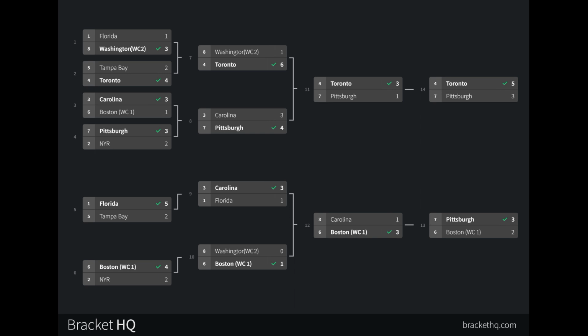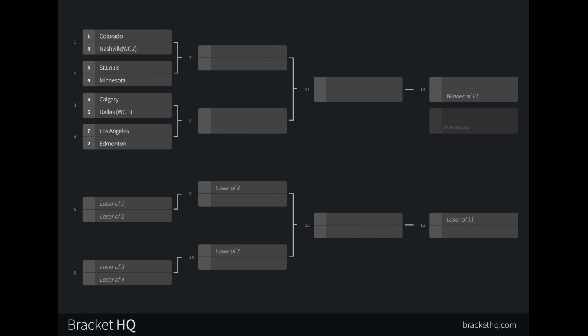Toronto is the Eastern Conference champions for this double elimination bracket. Now it is time for the Western Conference double elimination bracket. Alright, here we are with the Western Conference double elimination bracket. The rules from the Eastern Conference double elimination bracket apply here. Here are the teams competing in this one, which is really awkward.